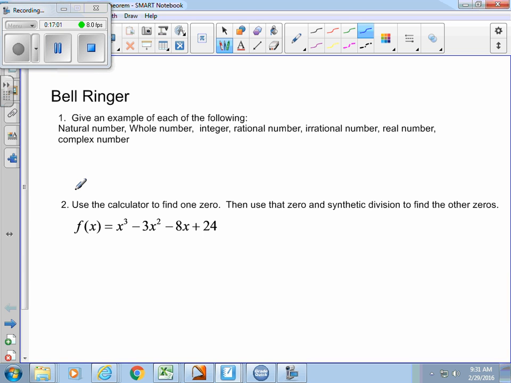Whole numbers include 0. Integers are positive and negative whole numbers. So 1, 2, 3, 4, 5, but also negative 1, 2, 3, 4, 5. Those are integers. Anyone remember what a rational number is?